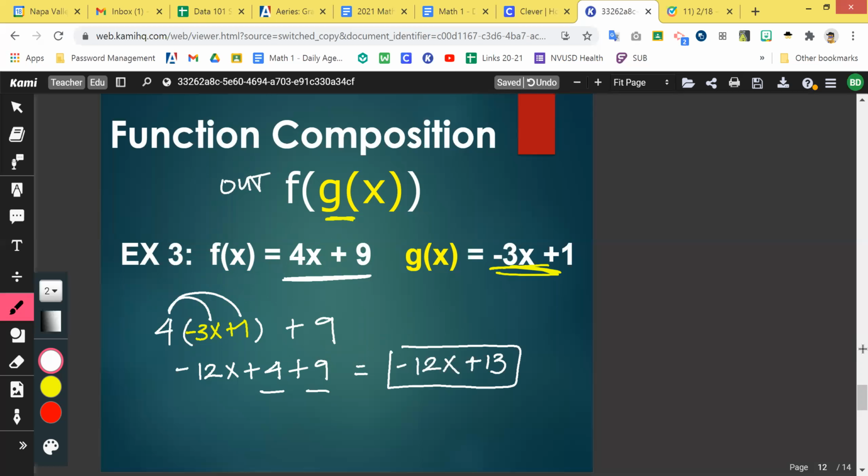Okay. Any questions on that example? Okay, we got one more. So one more example, very similar to this.